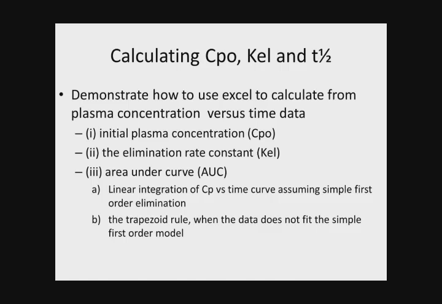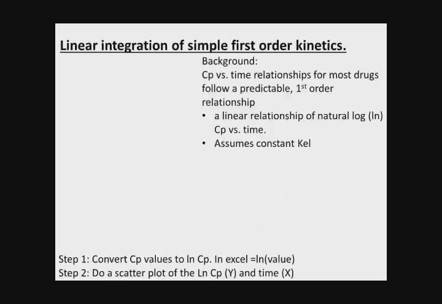I'll talk about that. So first here, let's look at the first way by which you could calculate AUC and the way by which you predominantly calculate the elimination rate constant, the KE, and the CP0. So let's assume our drug concentration time data follows simple first order kinetics. That is, there is a constant elimination rate constant. It does not change. So this drug is eliminated at this constant rate.